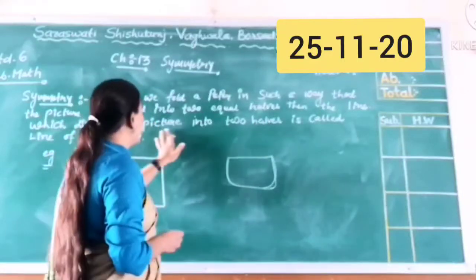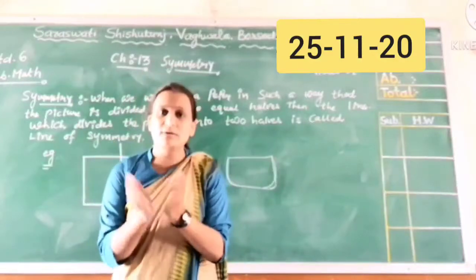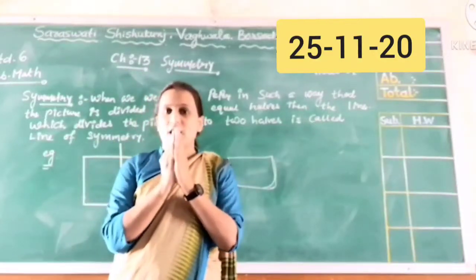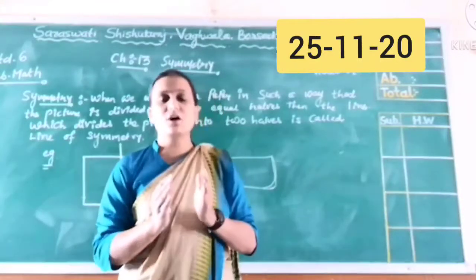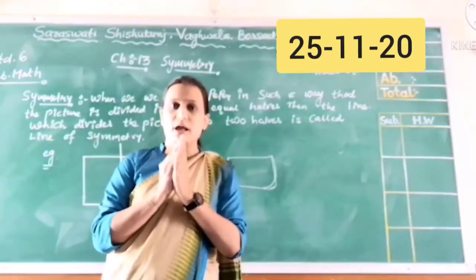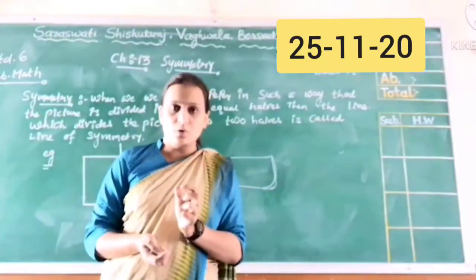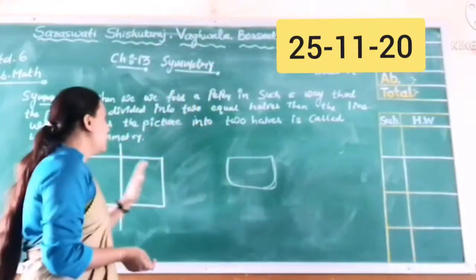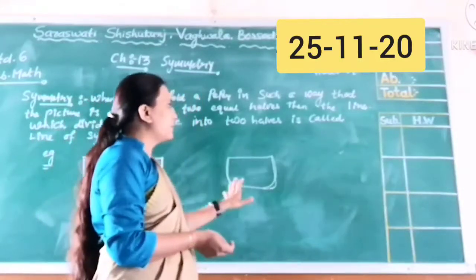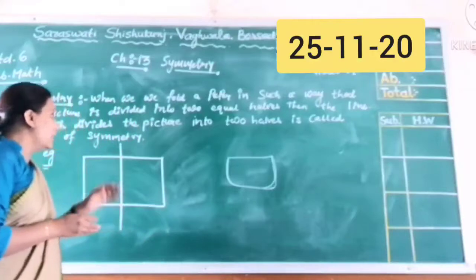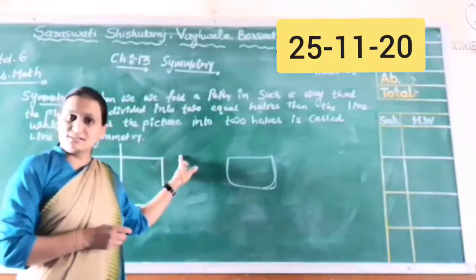Then the line which divides the picture. If you have a piece of paper and you fold it equally, and after opening you find one line. Okay, so that line is called the line of symmetry. So whenever you have any piece of paper and you want to convert the picture into two halves, that is called the line of symmetry.